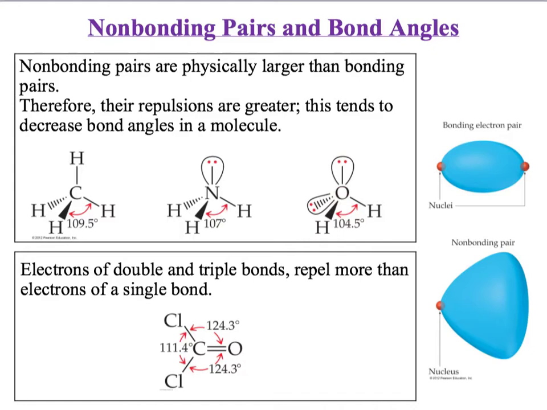Pretty much similar, double and triple bonds are going to repel more than electrons of a single bond. You can see here we have a double bond between the carbon and the oxygen, and it pushes the carbon chloride bonds down as well. So these are just basic things to remember.